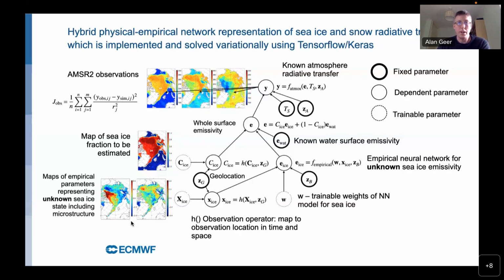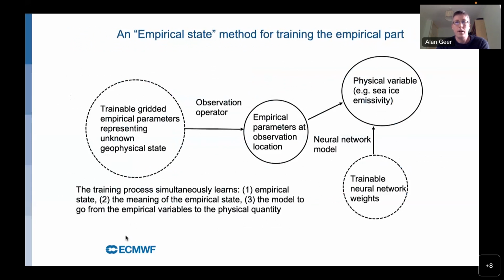Now, just to highlight that part, the most complicated part of that, the empirical part, we might call this an empirical state method, because there's an empirical state representing unknown geophysical properties of the surface, like the microstructure of the snow and the sea ice, which are interpolated to observation space to give the empirical parameters at observation location, and then a neural network model, an empirical model, based on some trainable weights, then creates the sea ice surface emissivity. So the training process simultaneously learns the empirical state, the meaning of the empirical state, and a model to go from the empirical variables to the physical quantity.